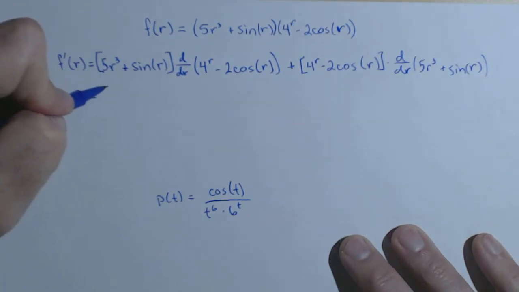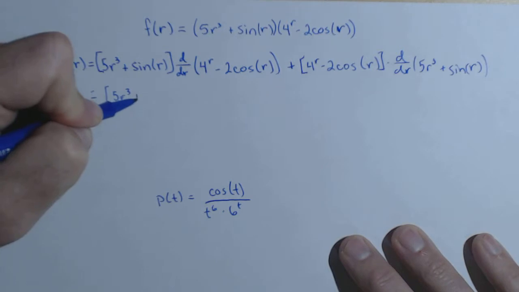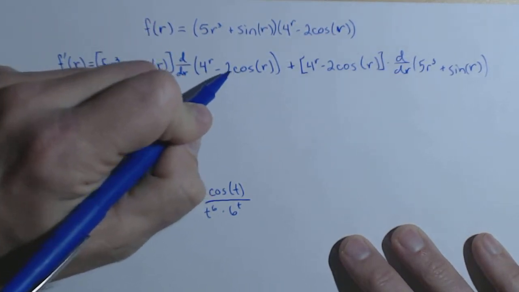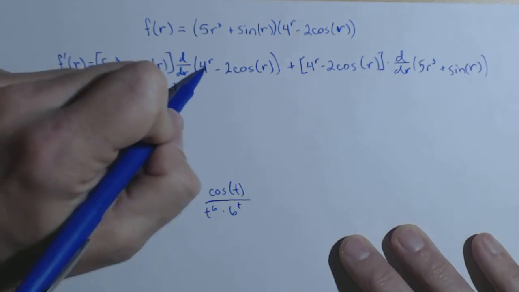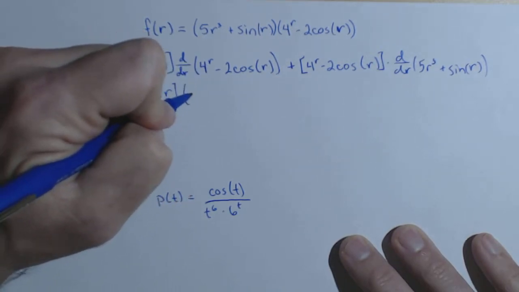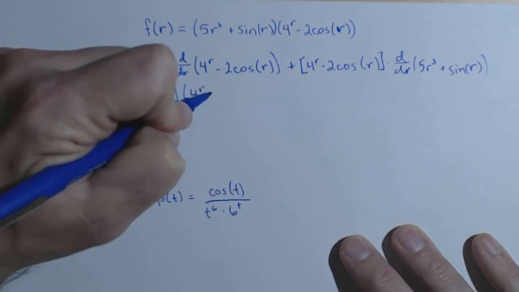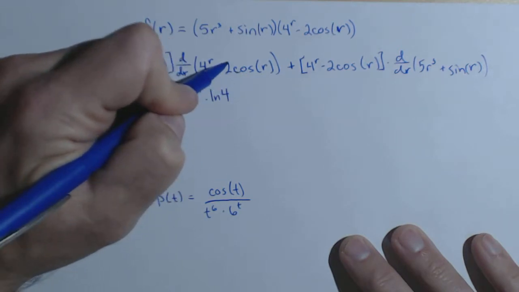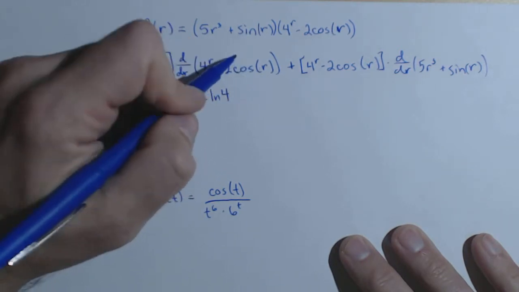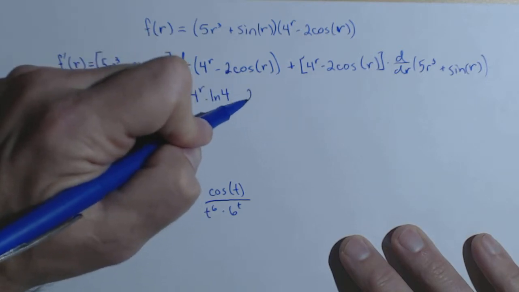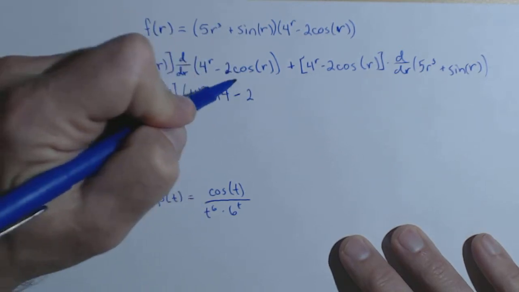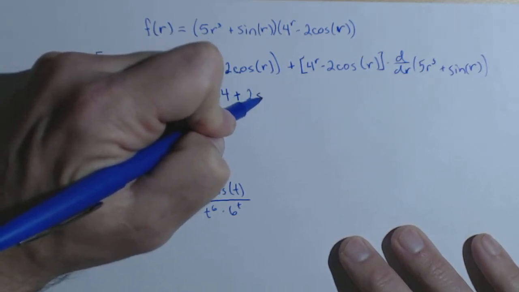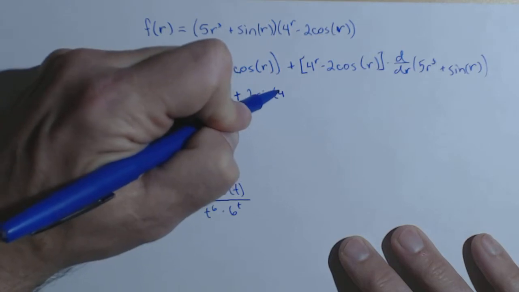So this part's going to stay 5r cubed plus sine of r, and now we're going to take the derivative of this piece by piece. We got the derivative of an exponential. Derivative of an exponential always has itself in it, 4 to the r times natural log of the base. And now we've got derivative of minus 2 cosine of r. Well, the 2 is a constant, so it'll be in our answer. So there's minus 2. The derivative of cosine is negative sine, so that's going to change this to a positive 2 sine of r.